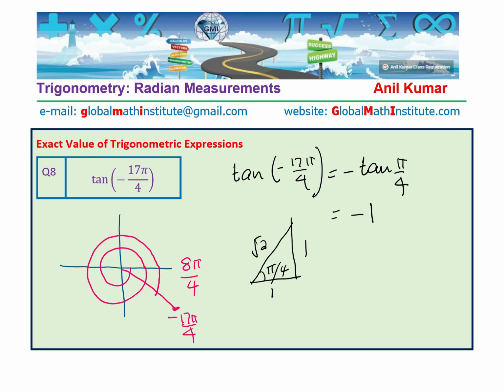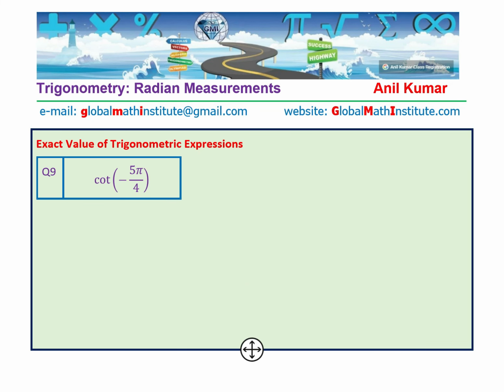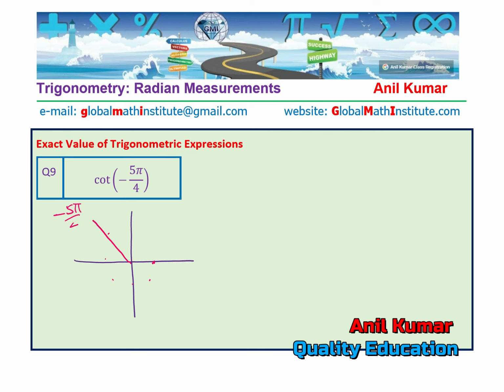Some more practice may be required. However, here we are at the end of this particular set of 9 questions. Cotangent minus 5 pi by 4 is the question for you. You can pause the video, figure it out. As you know, minus 5 pi by 4, right? So you have to go in this direction 1, 2, 3, 4, 5, right? So you're right there, and this is minus 5 pi by 4. So we moved in this fashion, right?